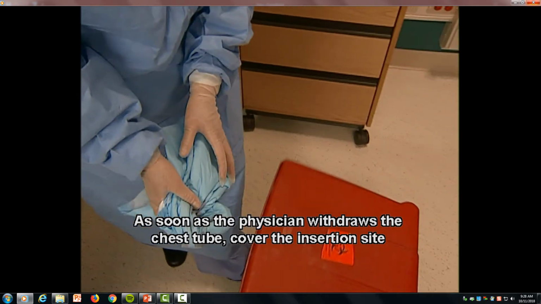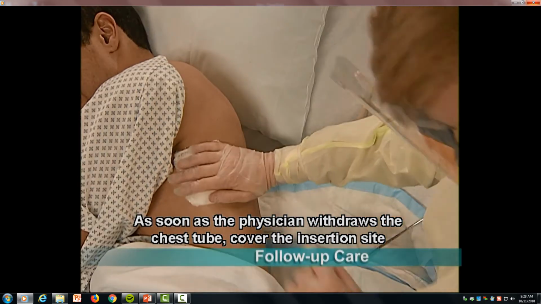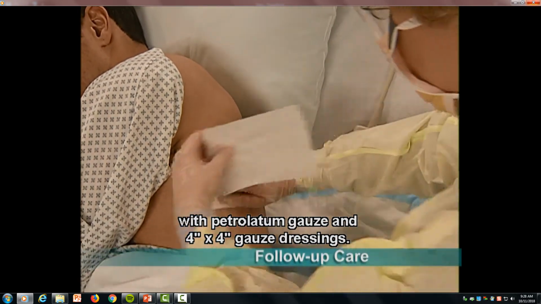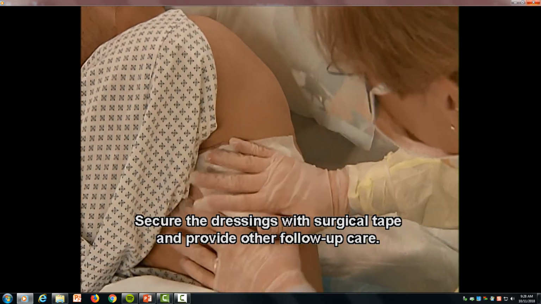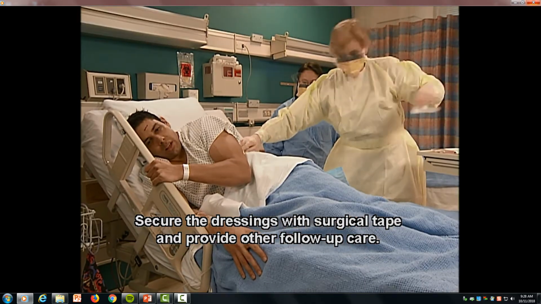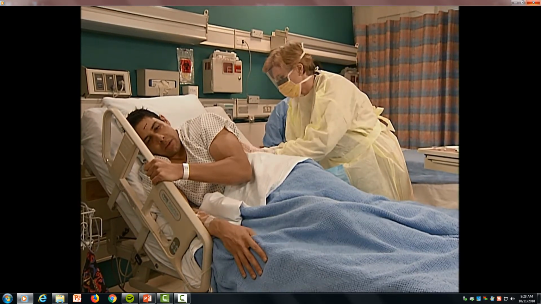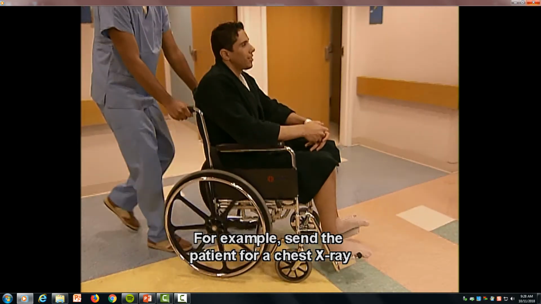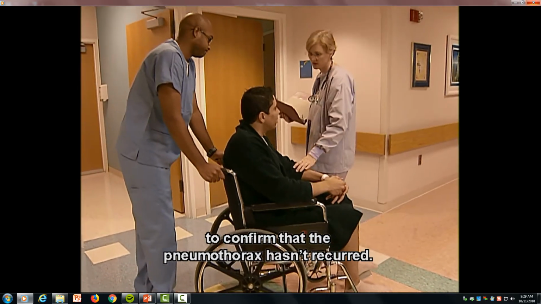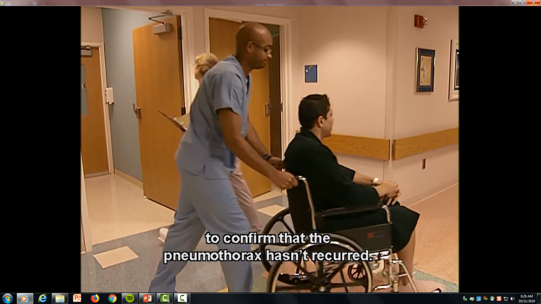As soon as the physician withdraws the chest tube, cover the insertion site with petrolatum gauze and 4x4 gauze dressings. Secure the dressings with surgical tape and provide other follow-up care. For example, send the patient for a chest x-ray to confirm that the pneumothorax hasn't recurred.